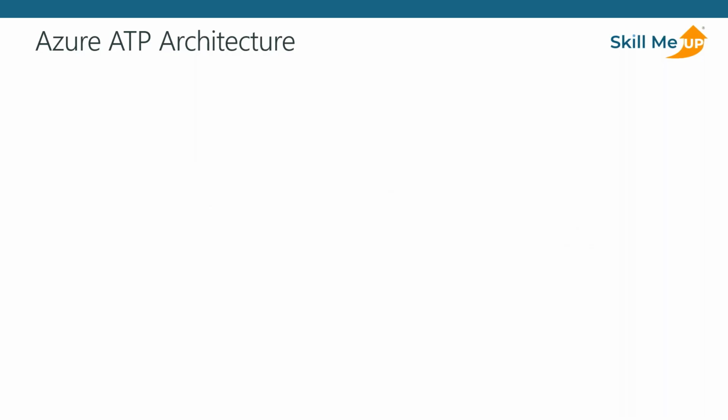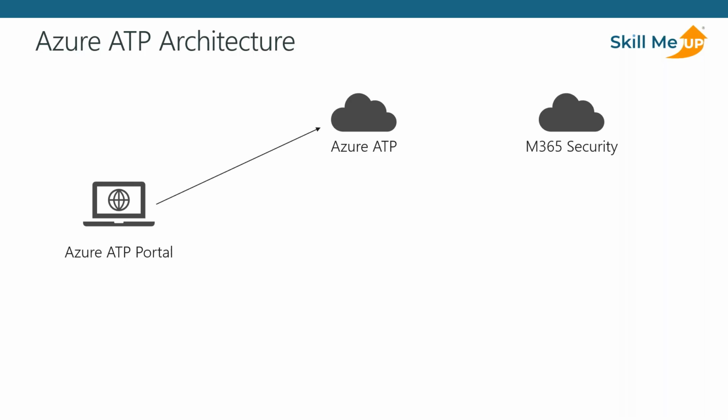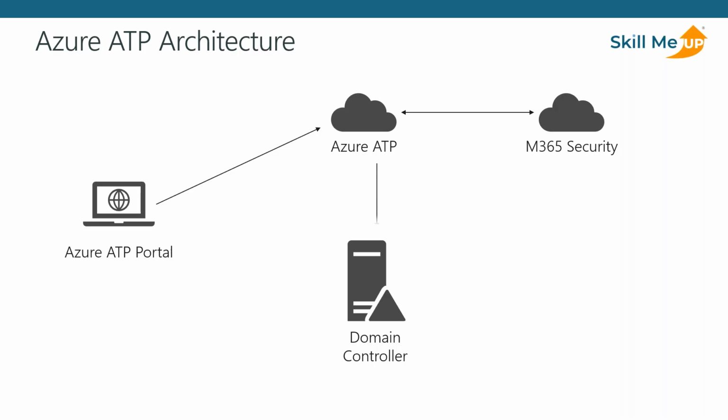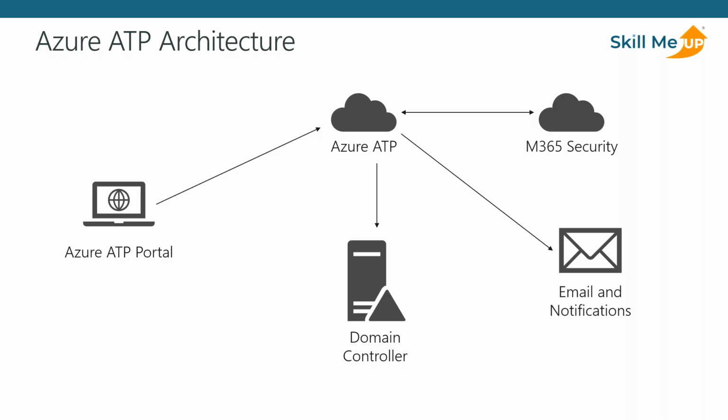From an architecture perspective, a sensor is installed directly on the domain controllers. The Azure ATP sensor then accesses event logs it requires directly from the domain controller. After the logs and network traffic are passed by the sensor, the Azure ATP sends that information to the logs so that we can then review and capture that. We can also get email and notifications from that architecture also.